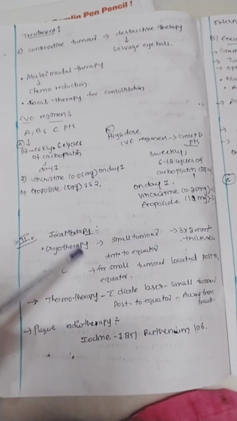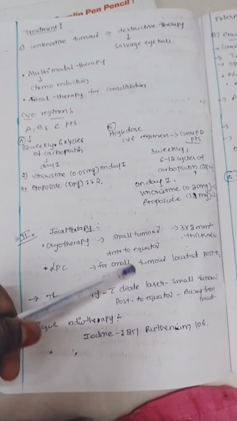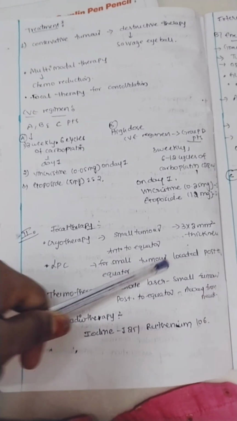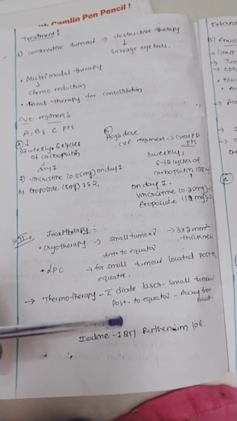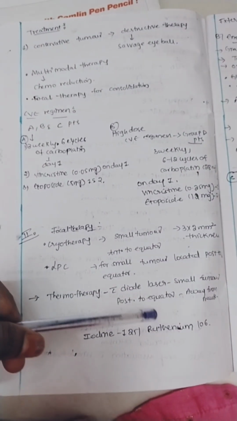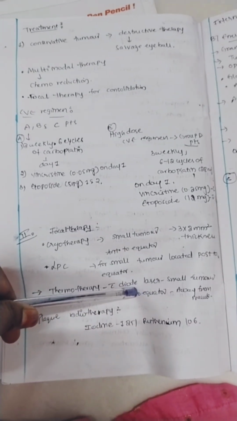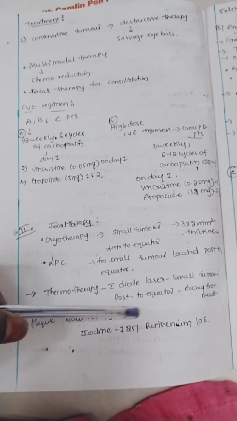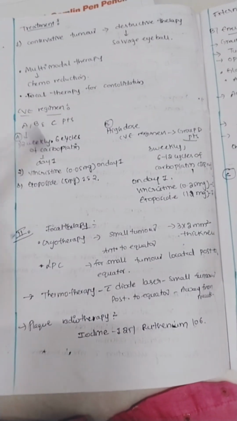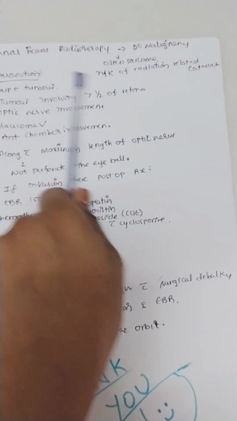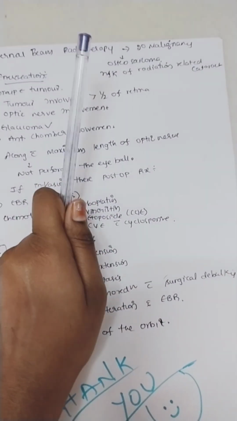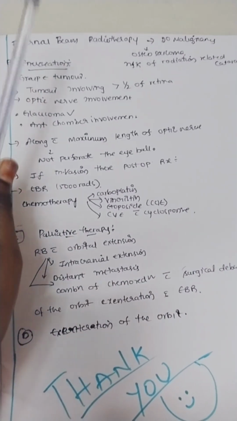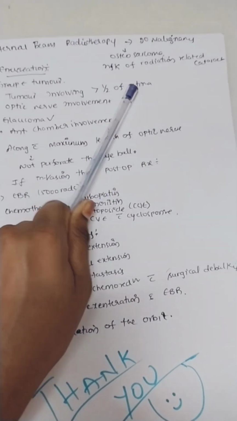So for focal therapy, we will do cryotherapy for small tumors which are anterior to the equator. Laser photocoagulation we will do for small tumors located posterior to the equator. Thermotherapy with diode laser for a small tumor posterior to the equator, away from the macula. And plaque radiotherapy with iodine 125 and ruthenium 106 if the above is not working. Another one is external beam radiotherapy, in case of secondary malignancy like osteosarcoma. If we are doing this, there is radiation use, so you will get radiation-related cataract.